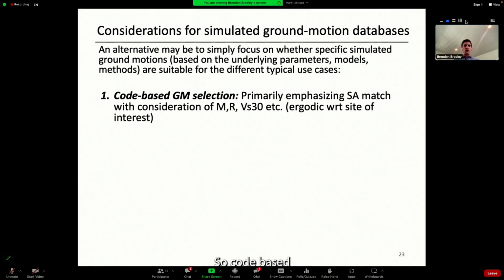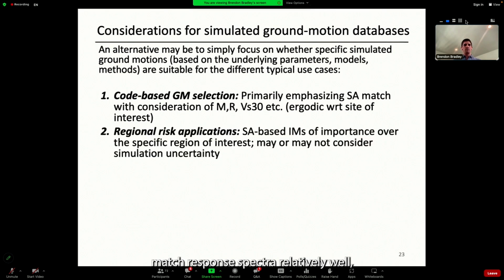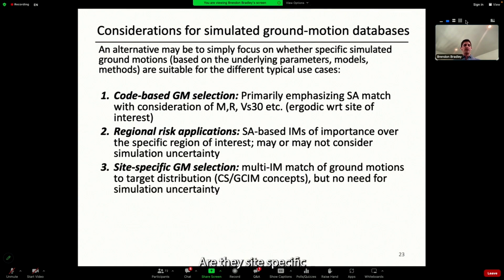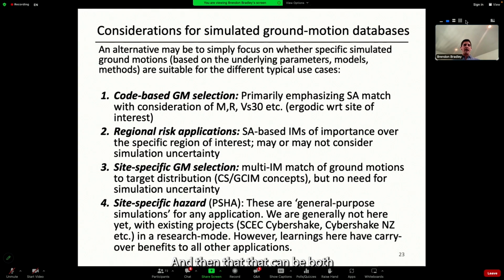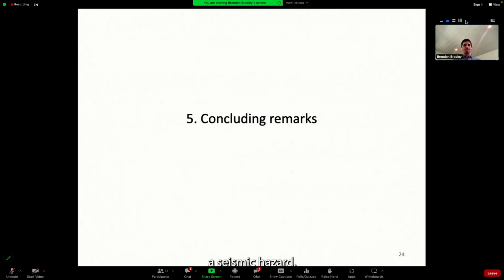So code-based ground motion simulation, where we just focus on whether simulations match response spectra relatively well. Regional risk applications with something similar, where we're focused just on the response spectra over the region. Are they site-specific for your particular location? And then that can be both for ground motion selection or for seismic hazard.